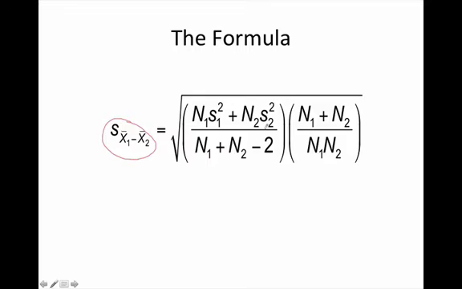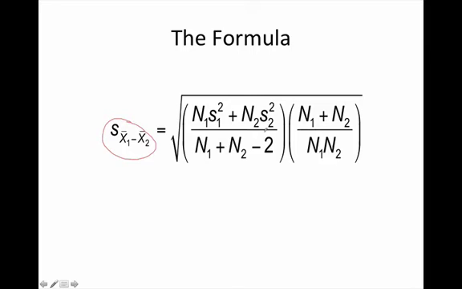And so all you need to know in order to solve this equation is order of operations. So first we're going to do what's in the parentheses. We're going to start by multiplying how many people are in group 1 by the number that we have for the variance in group 1. And then we're going to do the same thing for group 2. We're going to have the number of people in group 2, and I'm going to multiply it by the variance of group 2.